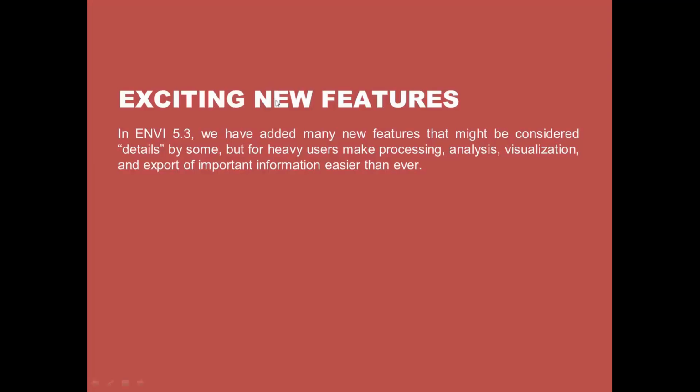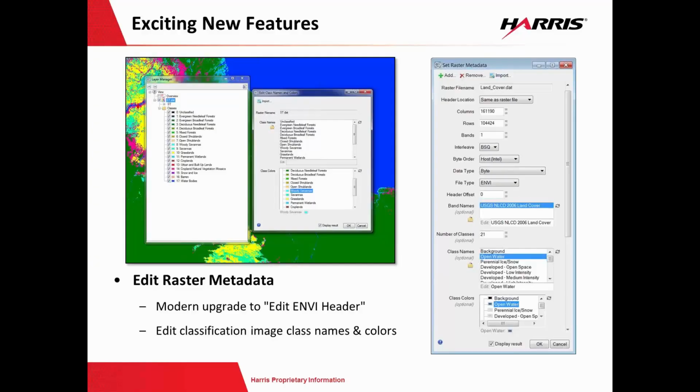The last portion of our webinar, and I know we're running a little bit long here, but I'll try to wrap up, is just exciting new features in ENVI 5.3. These are the things that I think are exciting if you're a heavier user. If you use ENVI a lot, these are the little tweaks that make life easier for us. One of my favorite new features is the ability to edit raster metadata.